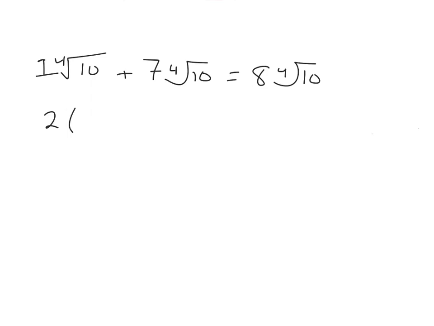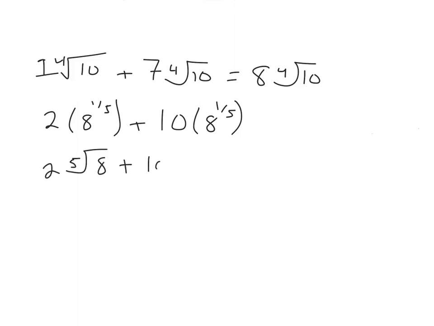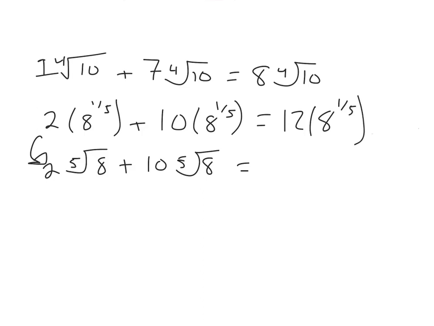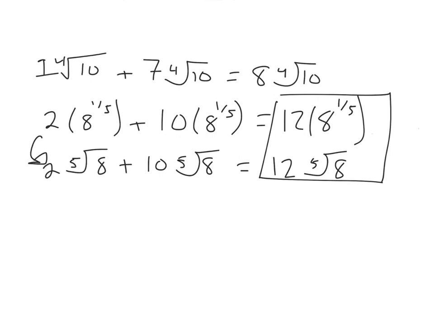You could have 2 times 8 to the 1/5 plus 10 times 8 to the 1/5. Looking at this, you should be okay with saying 2 fifth root of 8 plus 10 fifth root of 8. Some of you might be asking, Mr. Farmer, do I have to do this step right here? No. If you're comfortable seeing it the first time and saying, oh, that's 12 times 8 to the 1/5 power, that's fine with me. Also, you could rewrite it like down here, and it'd be 12 fifth root of 8. These mean the same exact thing, ladies and gentlemen, okay?